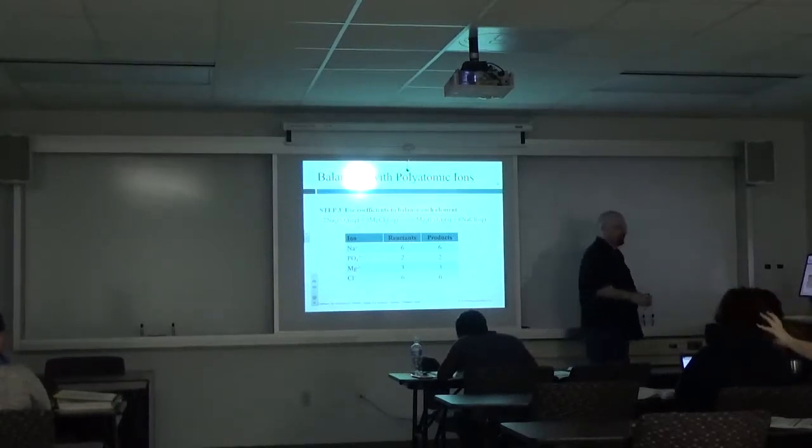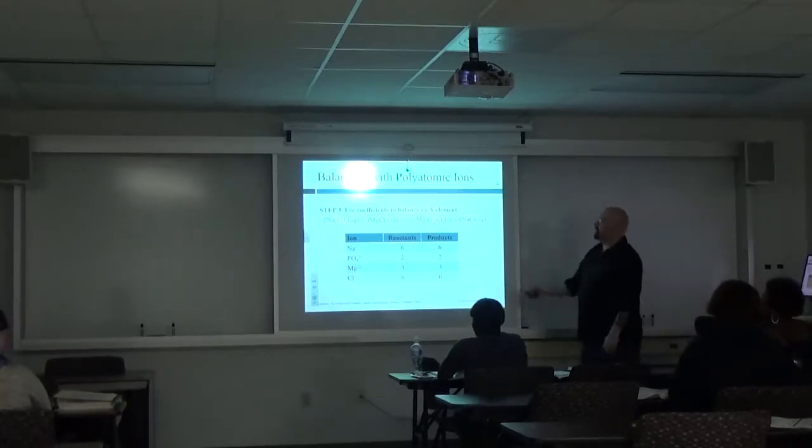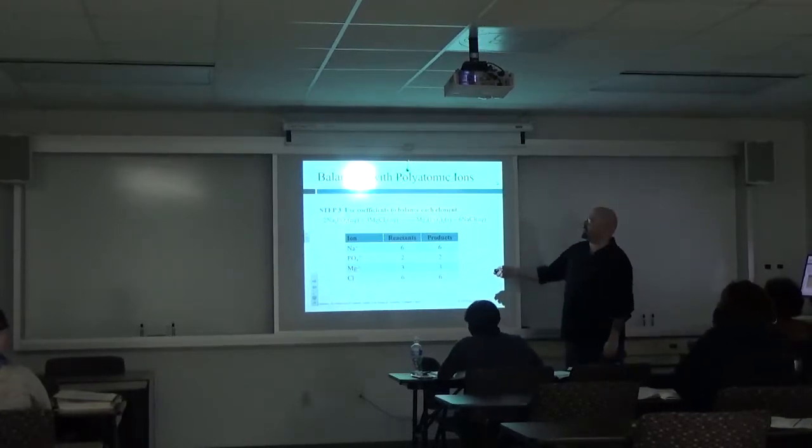Question, go ahead. I get how 3 and 2 would be 6, but what about the PO4? That would be 2. We have 2 molecules of phosphate on the left, right? How many molecules of phosphate do we have on the right? 2.